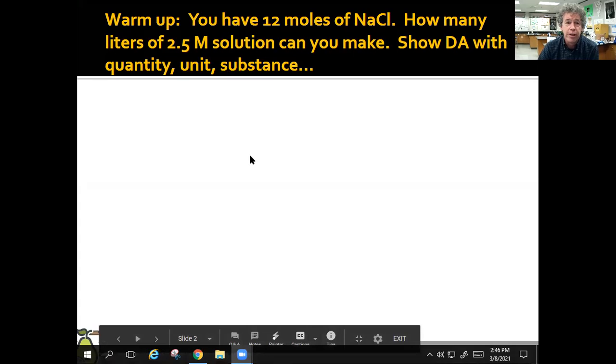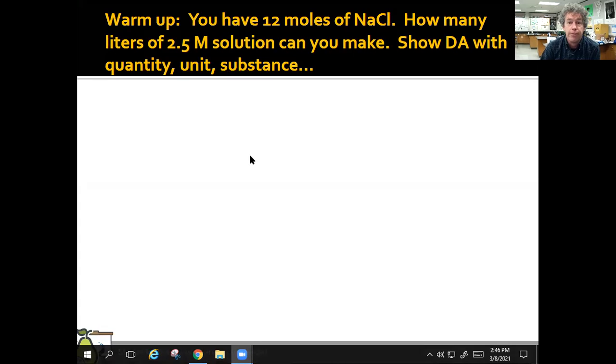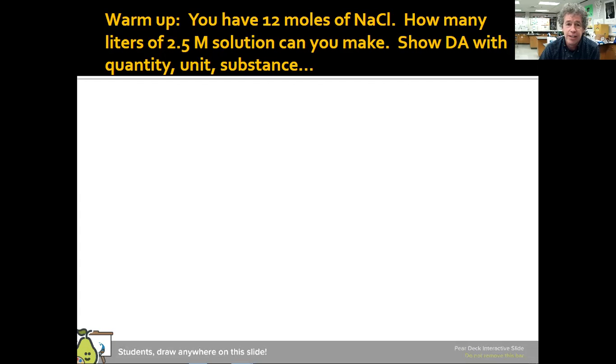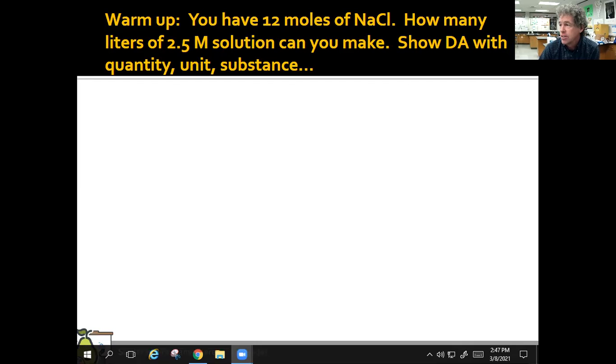So you started with a warm-up. You have 12 moles of NaCl. How many liters of 2.5 molar solution can you make? Show the dA with quantity unit substance. And again, there are two ways you can solve this. You can solve it either using dA or using the four-step process. Let me go to the whiteboard for this.